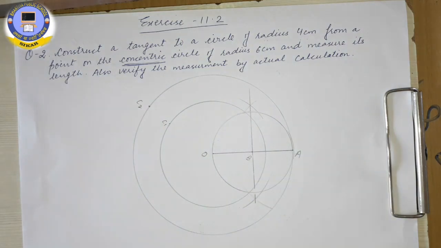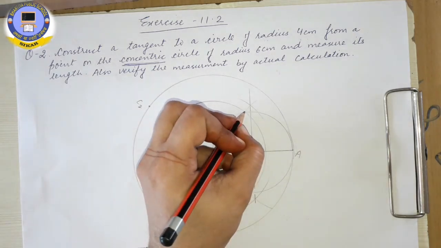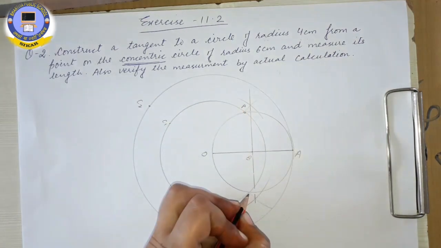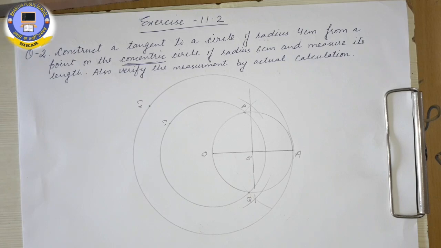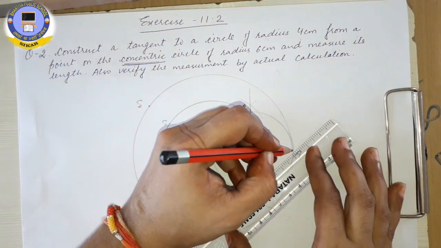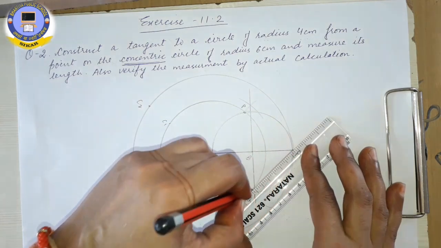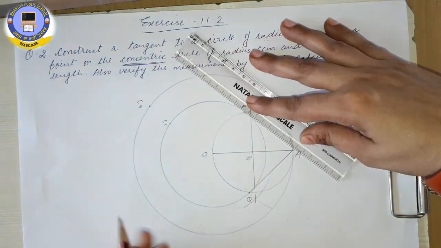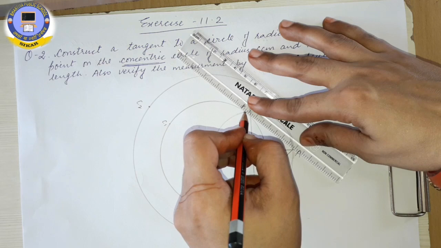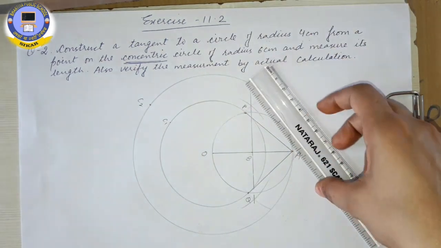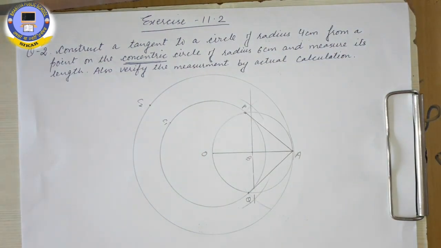Now this new circle has intersected our C1 smaller circle at 2 points. Label them as P and Q. Join them to get tangent to C1. We will join AQ and AP to get tangent to this given circle. That's all. So the construction is the same only.